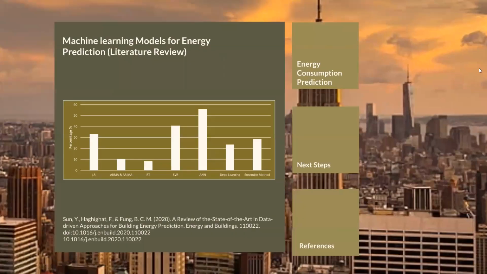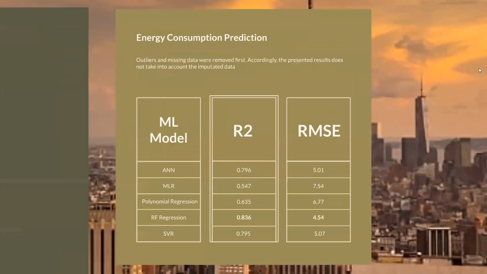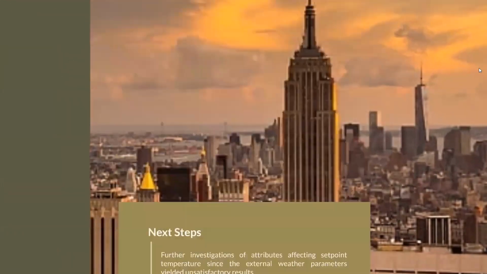According to the reviewed literature, the commonly used machine learning models for building energy consumption prediction have been identified. These models were then tested using the clean data set. The preliminary results show that the random forest regression model outperforms the rest with an R-square of 0.836 and a root mean square error of 4.54.